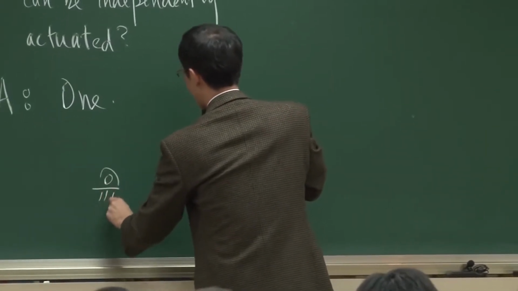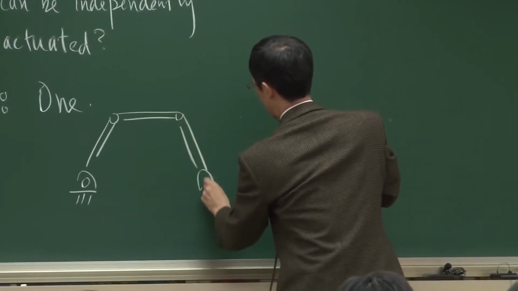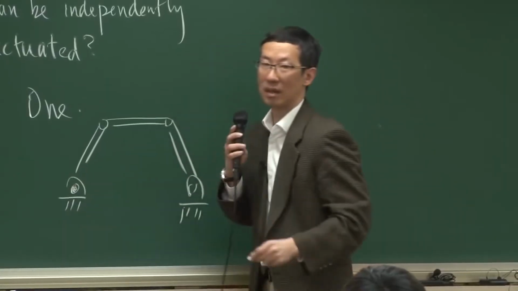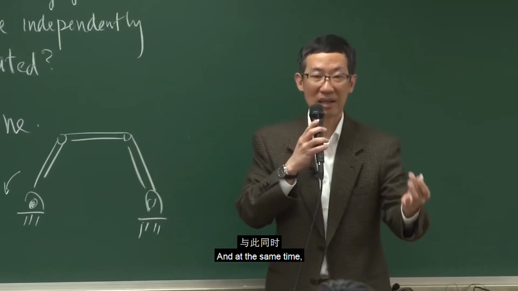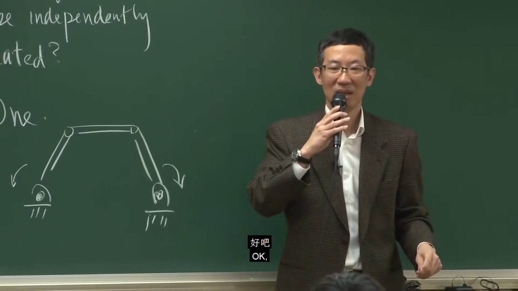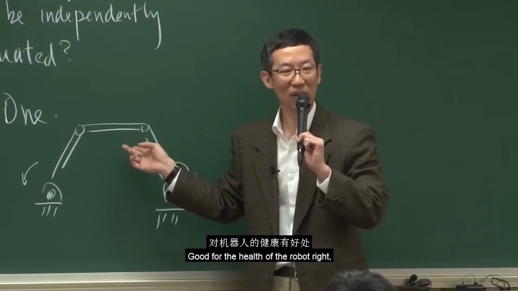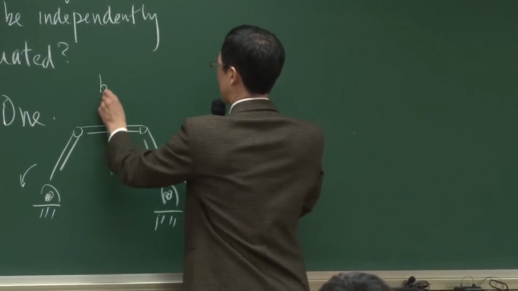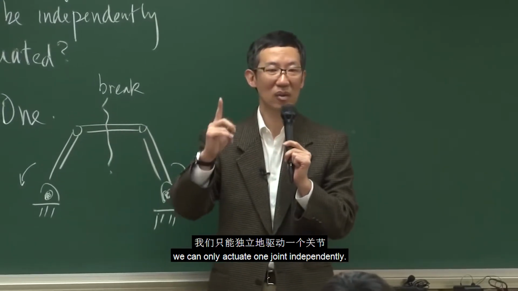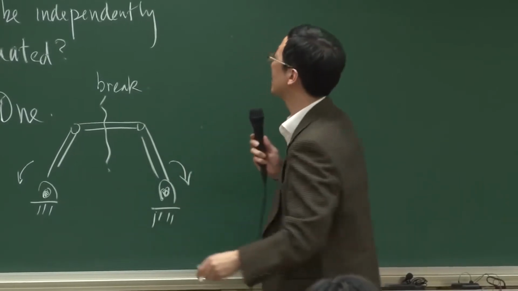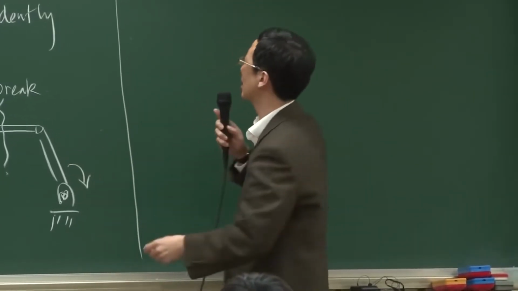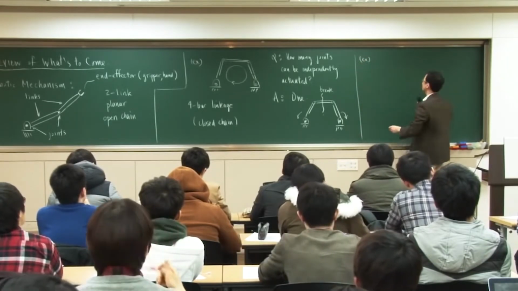Well, I mean, consider the following. If we decided to actuate this joint, let's say we wanted to rotate it that way, and at the same time we decided to actuate this joint and rotate it in the opposite direction, okay, this would not be good for the health of the robot, right? It would probably break here. Okay? So clearly, for this mechanism, we can only actuate 1 joint independently. Okay? All right, so this one you can just figure out intuitively. Okay, let me ask you a question. Another one.